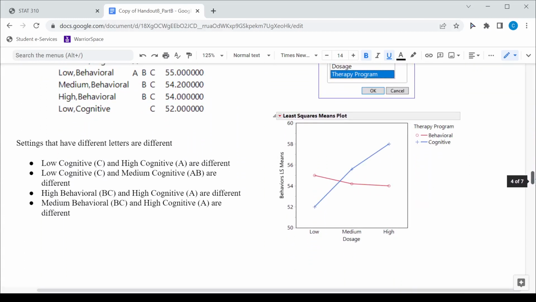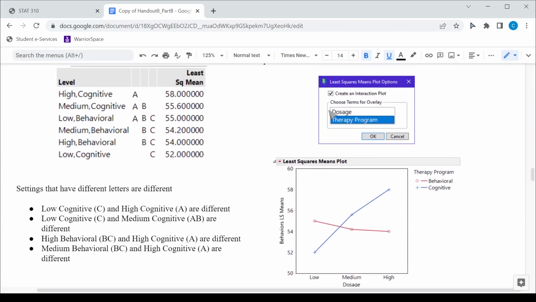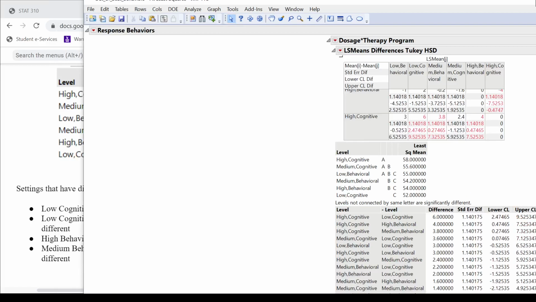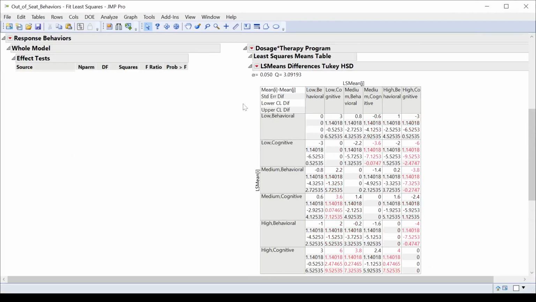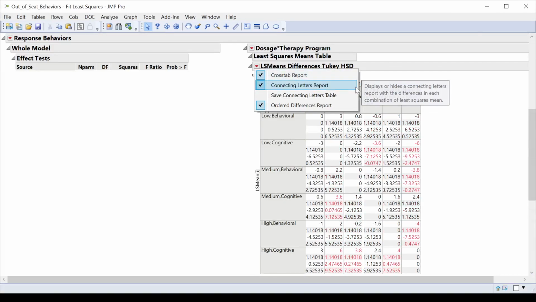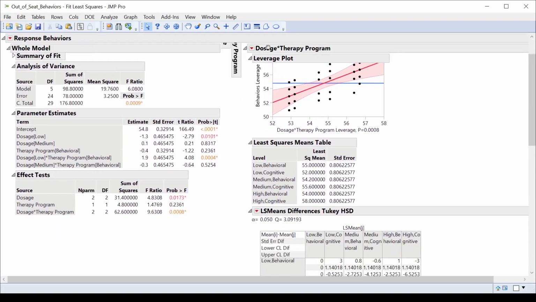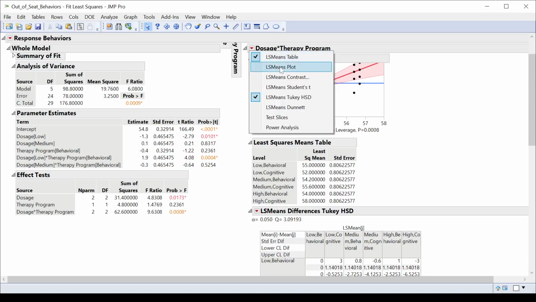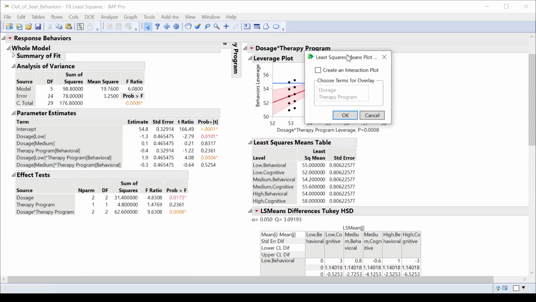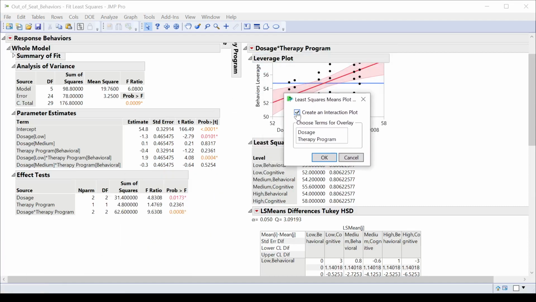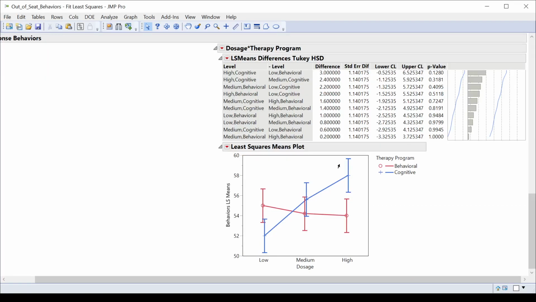So that's kind of what all that was about there. To get that interaction plot, I guess I could show you how to get that interaction plot quick. From my output, I can just say, where is it at? LS means plot. That's going to be my interaction plot. And when I do that, I need to specify what terms you want. I did therapy program there because I wanted the 2 lines to be by the therapy program.